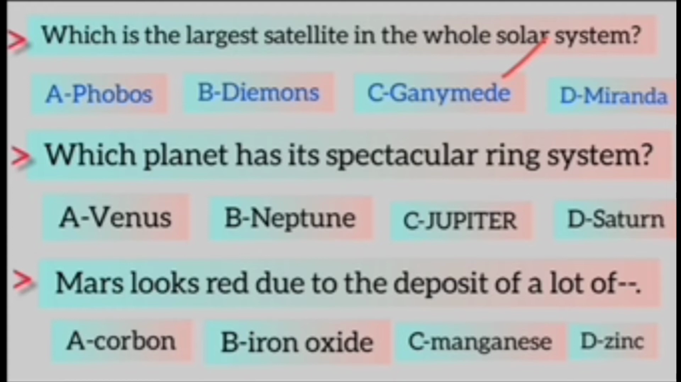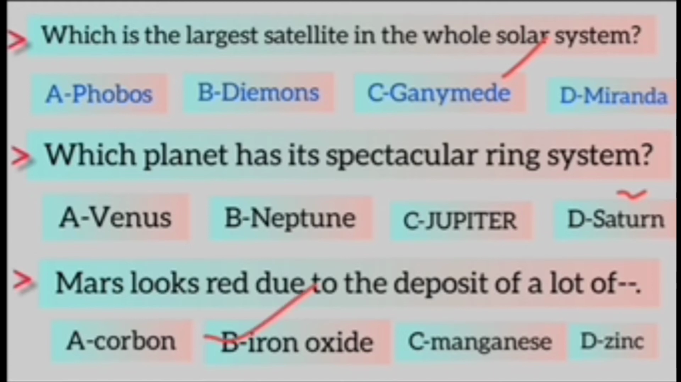Next question, which planet has a spectacular ring system? A. Venus, B. Neptune, C. Jupiter, D. Saturn. Answer Saturn. Saturn is a very beautiful planet in the solar system having rings. Next question, Mars looks red due to the deposit of a lot of dash. A. Carbon, B. Iron oxide, C. Manganese, D. Zinc. Answer B.